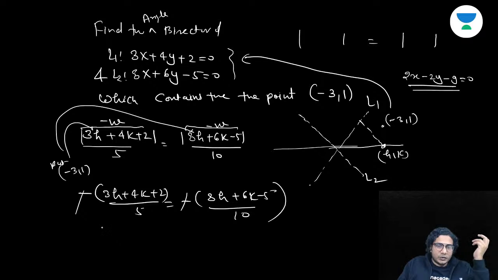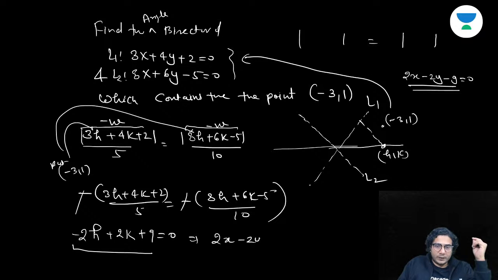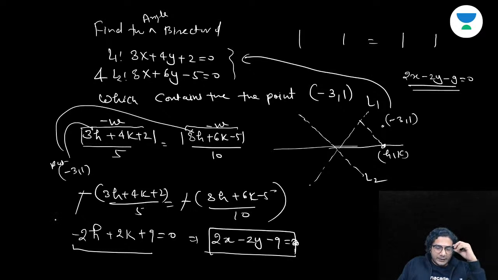So it is 6h minus 8h, that is minus 2h. I'm just writing all the terms to one side. 8k minus 6k is plus 2k, and 4 plus 5 is 9. Yes, so your answer is correct: 2x - 2y - 9 = 0. That is the answer. So you understood this thing, right?